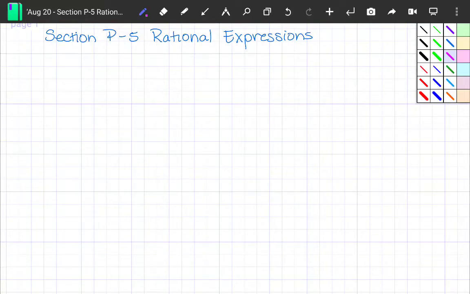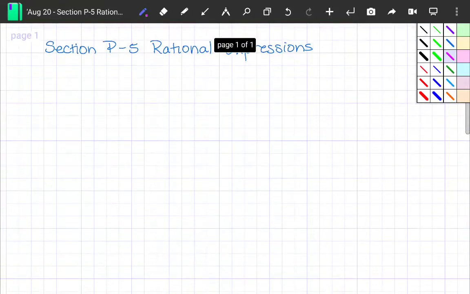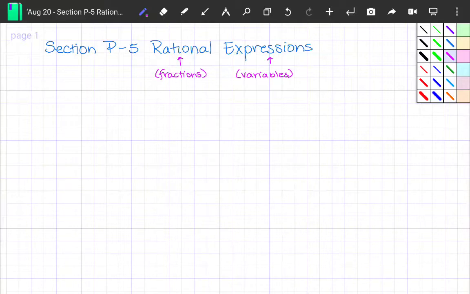All right, as you can see from the screen on the top, we are going to be talking about rational expressions. And in math, whenever you hear the word rational, you should be thinking about fractions. And whenever you hear the word expressions, start thinking about variables. And so what we are talking about are fractions with variables.